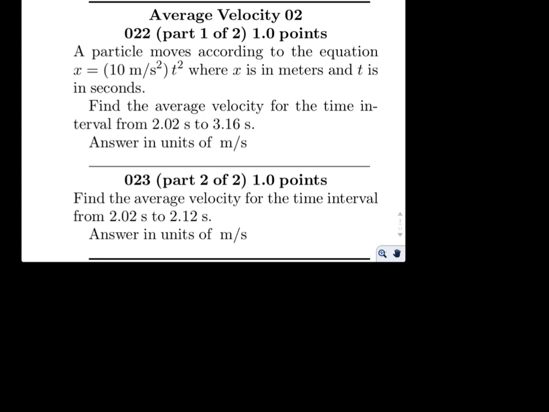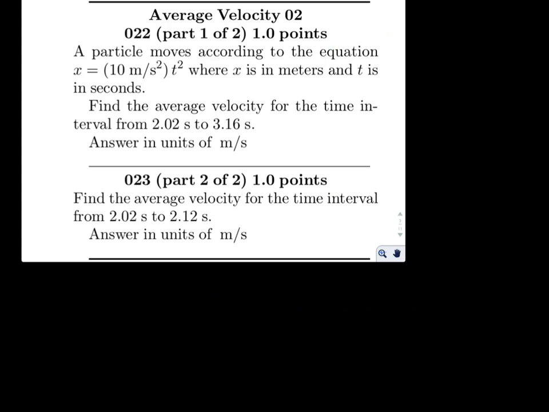Okay, here we go again. A particle moves according to the equation x equals 10 meters per second squared times t squared, where x is in meters and t is in seconds. This again is number 22 and 23 from your pretest. Find the average velocity for the time interval from 2.02 to 3.16 seconds.